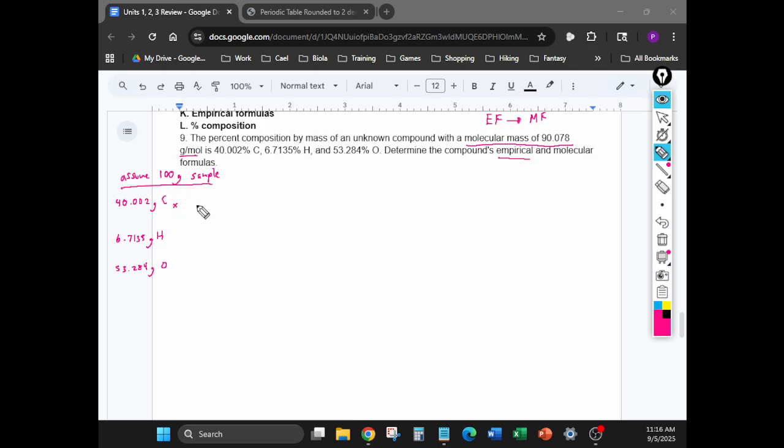From there, you want to convert your grams into moles. So I'm going to stop right there, and I am going to give you guys about 2-3 minutes. See if you guys can convert all of your grams to moles here.